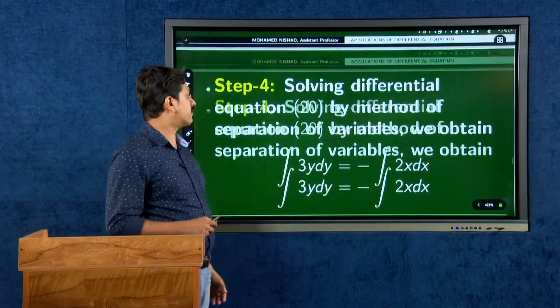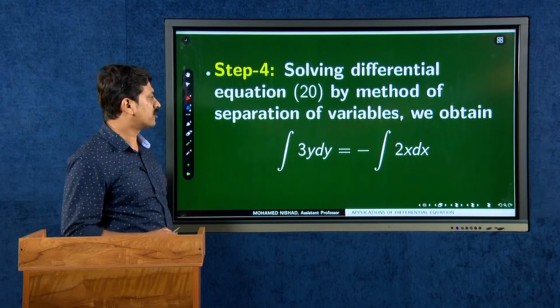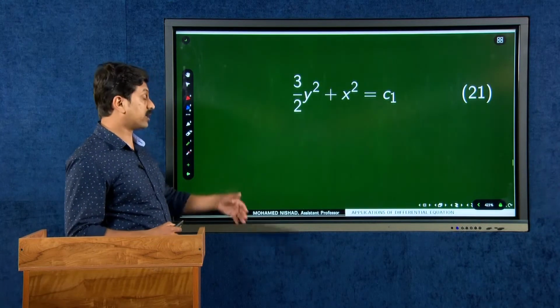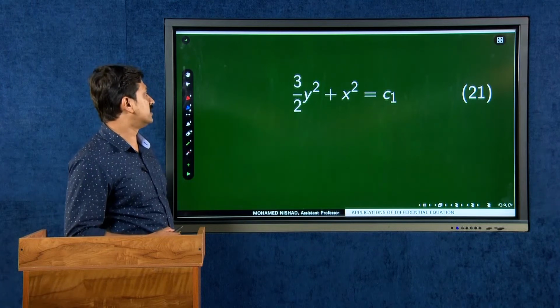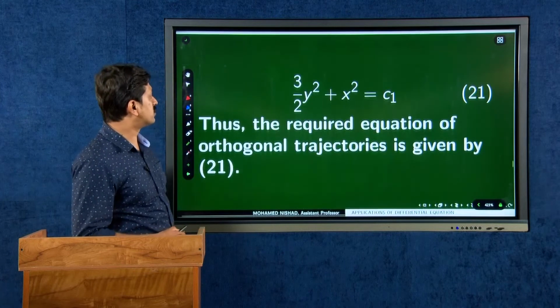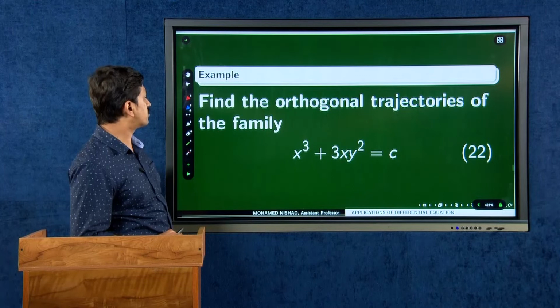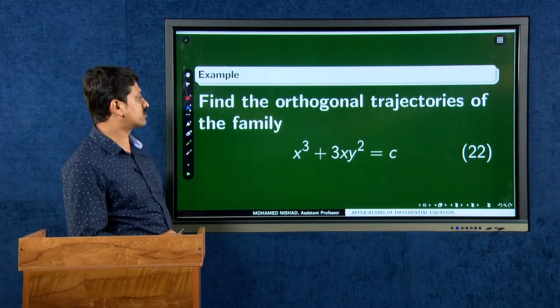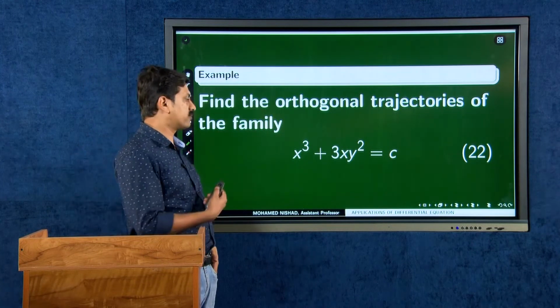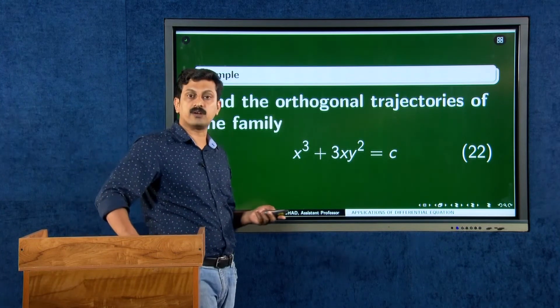You may solve that differential equation by integrating 3 y dy is equal to minus 2 x dx. So, finally, we will get 3 by 2 y square plus x square equal to c1, which is the orthogonal trajectories. I am giving one more example to you, x cube plus 3 x y square is equal to c. So, you have to find the orthogonal trajectories of this family of curves.